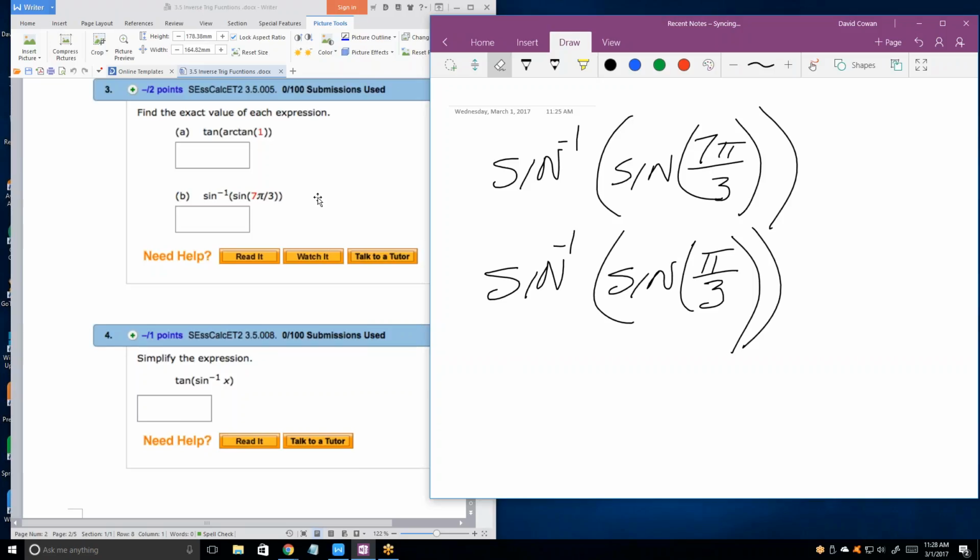Okay? Now, this is a little different. Notice that this is not the trig function of an inverse trig function. This is an inverse trig function of a trig function. So I'm not going to use my triangle problem here. I'm going to figure out, well, what's the sine of pi over 3?